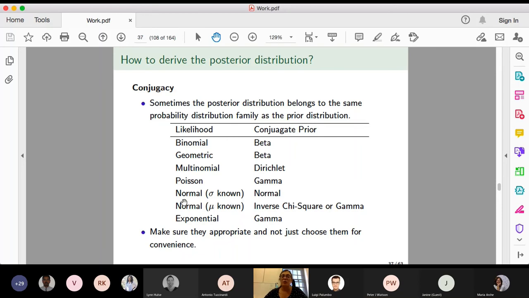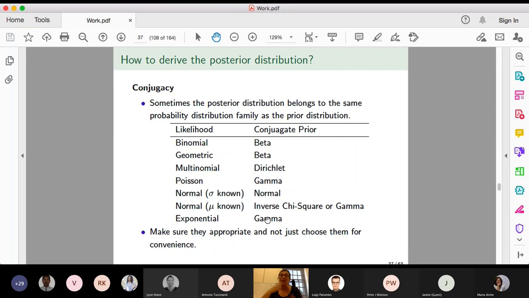If your likelihood is normal, as much data has a normal distribution, let's assume for now that the variance is known, so we are just focusing on estimating one parameter, the mean, and the prior distribution for that mean is normal, then the posterior will be normal. And so on. If the likelihood is exponential and the prior is gamma, then the posterior will be gamma. And we know how the parameters are updating.